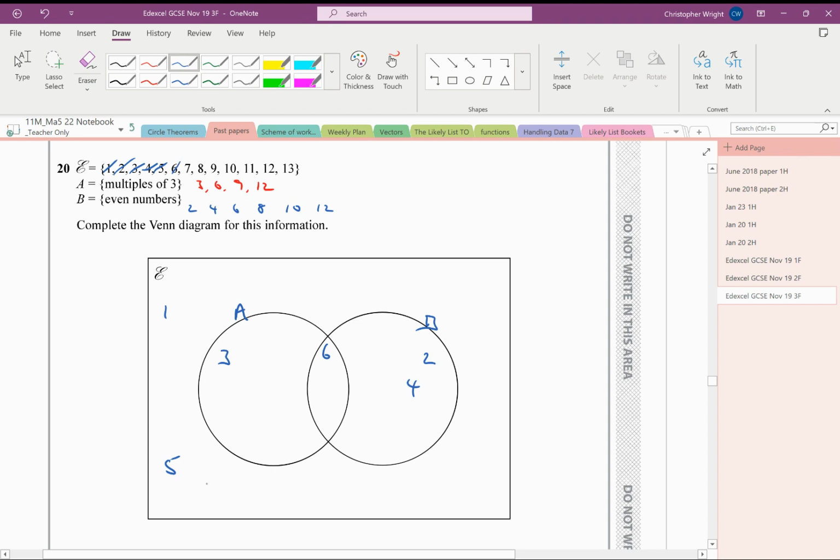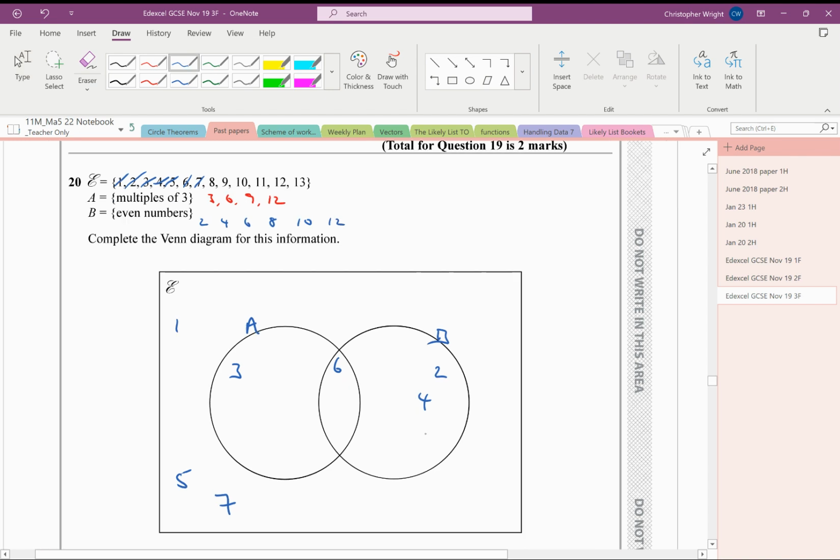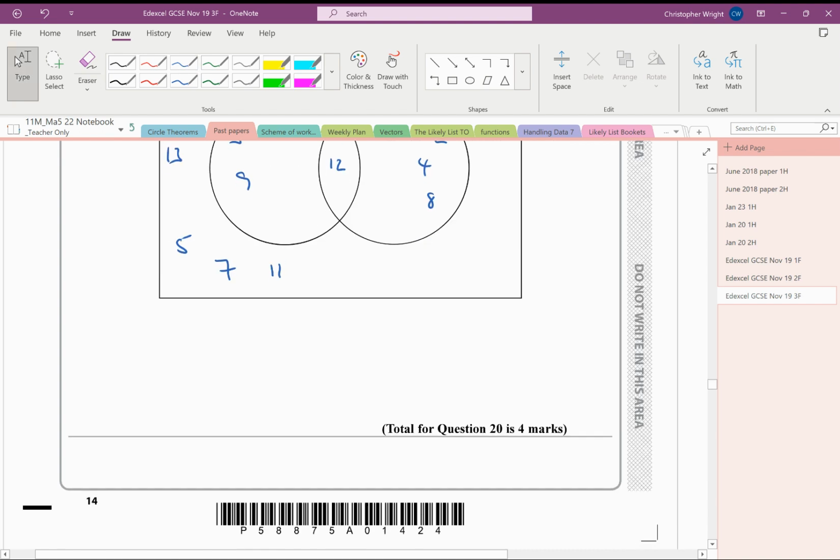7 is in neither A nor B. 8 is in B. 9 is in A. 10 is in B. 11 is in neither A nor B. 12 is in both A and B, it's in the intersection. And 13 is in neither A nor B. There's the Venn diagram complete.